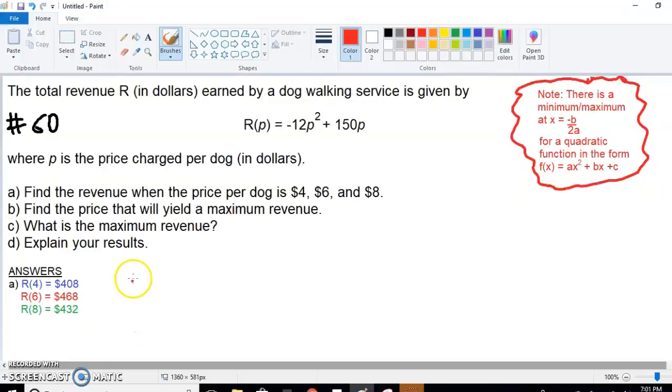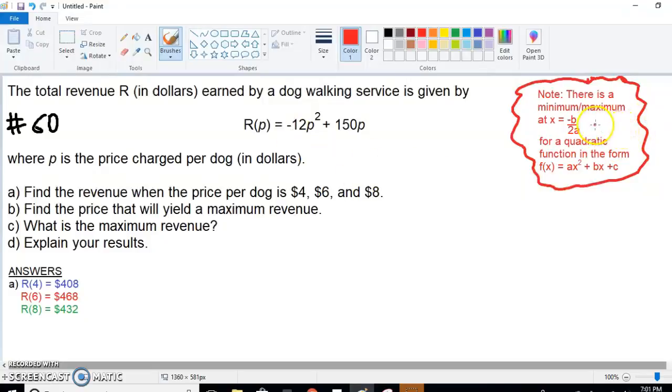So part B tells us to find the price that will yield a maximum revenue. I made you a little note that there is a minimum or maximum at x equals negative b over 2a for a quadratic function in the form f of x equals ax squared plus bx plus c. Depending on which way your parabola is facing will determine whether it has a minimum or maximum. Since our function has a negative a value, that means it is upside down, and we're going to have a maximum.